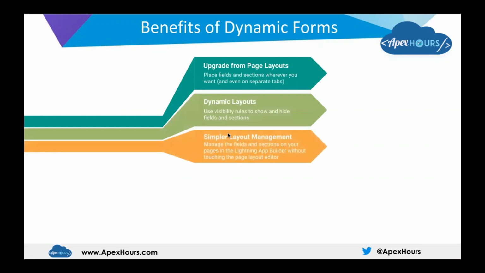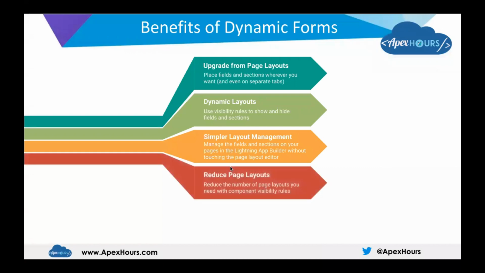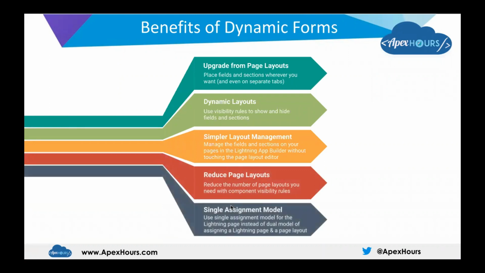It gives us simpler and more convenient page layout management, as we'll be adding, modifying, or removing fields from the Lightning App Builder. So there is no need to switch to page layouts for fields and then switch back to Lightning pages for all the other components. We can cut back on the number of page layouts and use a single Lightning record page with different visibility filters for different profiles. And this also gives us a single assignment model: assign only the Lightning page to profiles, rather than assigning a page layout and a Lightning page.